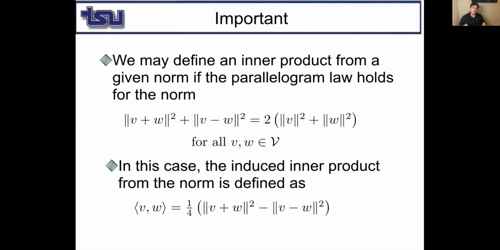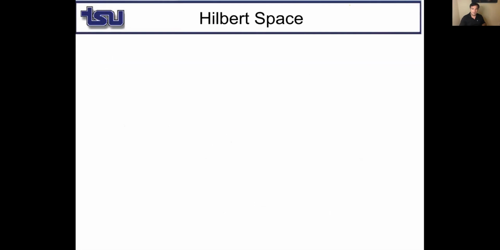So to sum up, from an inner product, you can always define a norm, but from a norm, you may not always define an inner product. You can define an inner product if the parallelogram law holds for that particular norm. Okay, so all inner product spaces are norm vector spaces, but not all norm vector spaces are inner product spaces.